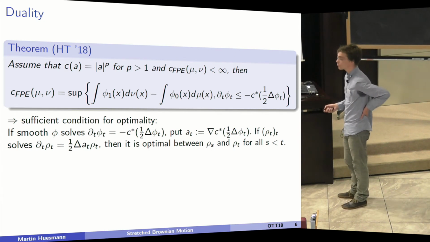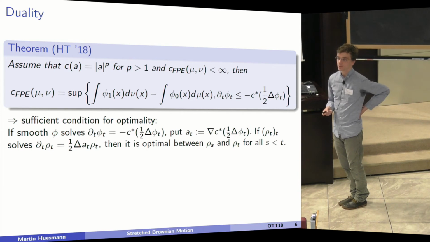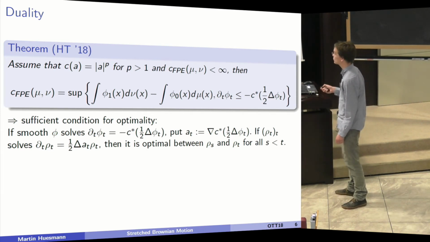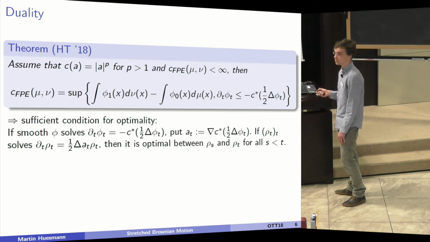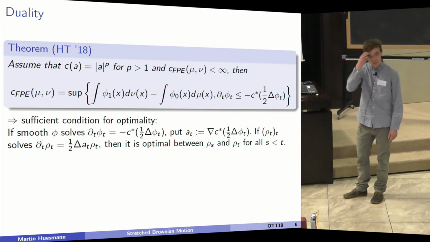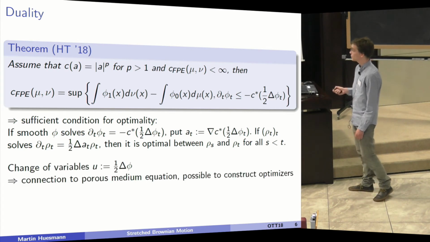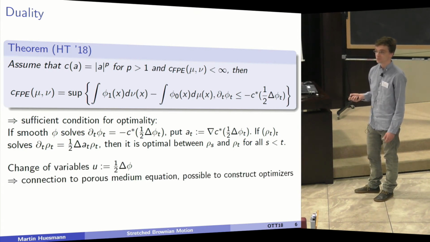Okay, so now why is this useful? Because this allows you to actually construct optimizers, as a first step. And how do you do this? Well, you would need to solve this equation. But this becomes very nice if you do a change of variables. And there's a very nice change of variables, which unfortunately only works nicely in dimension 1.